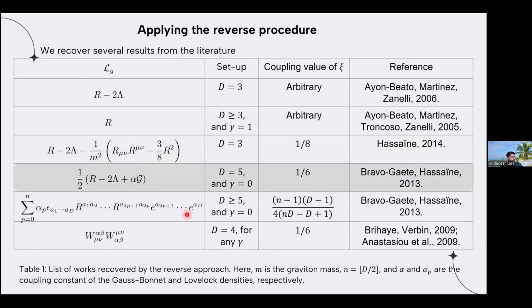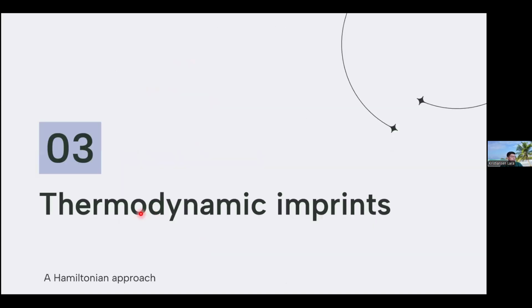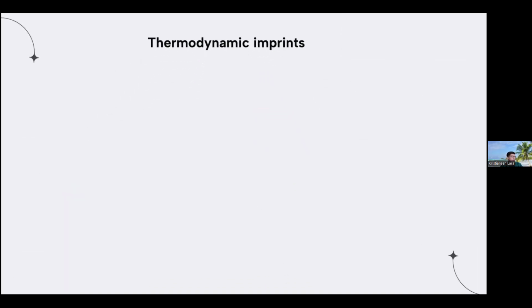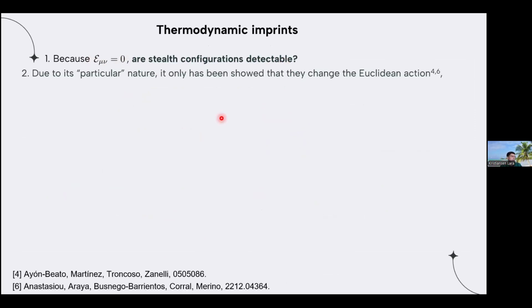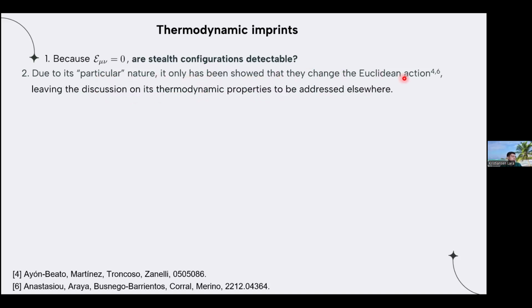So this was the applying procedure. Of course, with the same method, we can recover all of these results. Now, regarding the thermodynamic imprints, this is a more elucubrative one, but let me say some things. I am finishing. Because epsilon mu nu is equal to 0, are stealth configurations detectable? We know these guys do not gravitate. They don't appear in the equations of motion. So what are they? What are the imprints, if they have any? Well, due to its particular nature, it only has been shown that they change the Euclidean action, leaving the discussion on its thermodynamic properties to be addressed elsewhere. So we provide a short glimpse on this discussion.